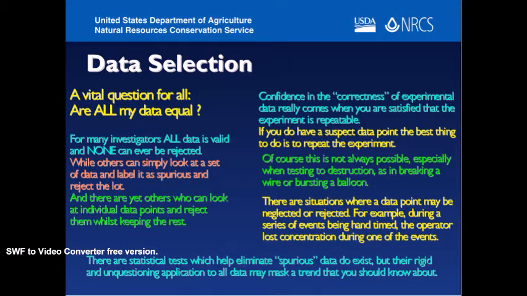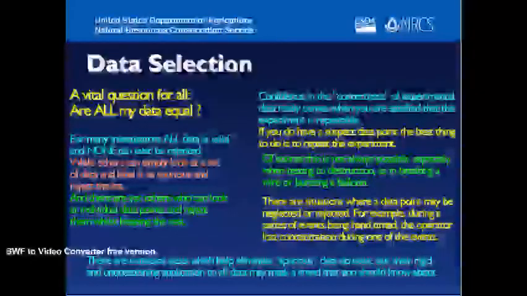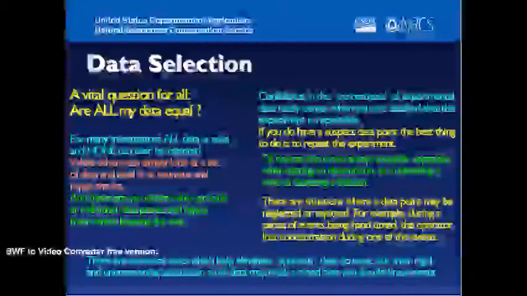For example, if there's a series of events that have to be hand timed, like doing an amusometer, and the operator loses concentration during one of those events and skips a reading or misses the readings, those are going to be some of the things that you have to take into consideration. There are a lot of statistical tests that will help you eliminate spurious data when it does exist, but the rigid and unquestioning application to all data may mask a trend that you should know about. So be very careful about your data selection.